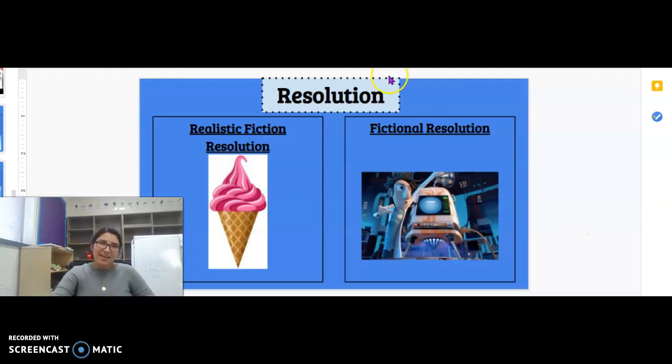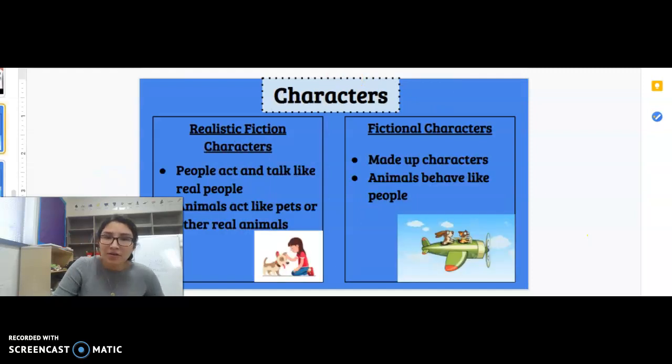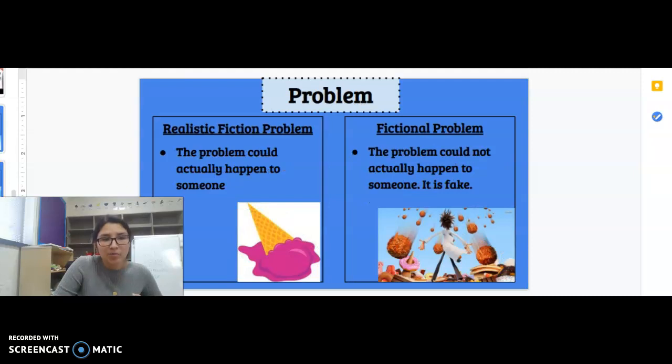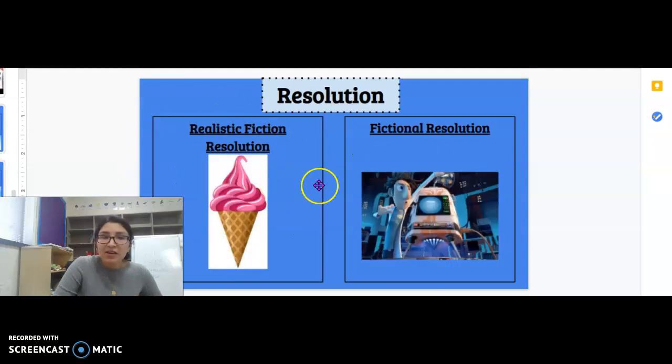So I hope this helps. Remember, in realistic fiction, your characters, setting, problem, and resolution are all going to seem real. Even though the story's made up, the author just made it up in their mind, everything that's happening, character, setting, problem, resolution, could actually really happen to someone in real life, okay?